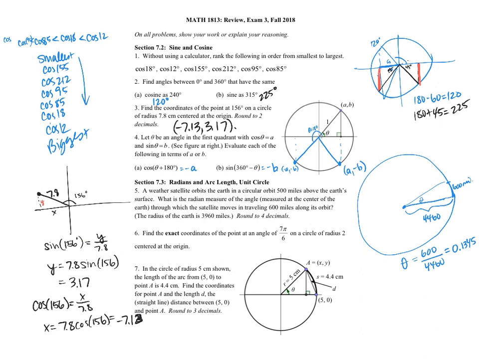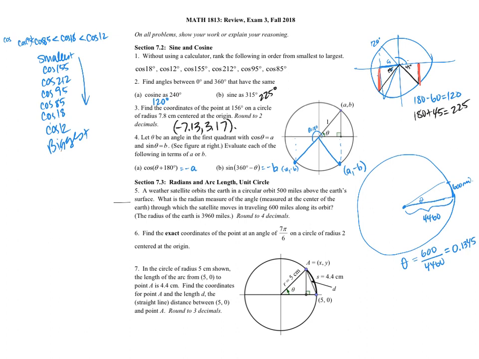The next one says find the exact coordinates of the point of an angle 7 pi over 6 on a circle of radius 2. Okay, so you can think about the angle 7 pi over 6. So let's see, 6 pi over 6 would be 180. 7 pi over 6 is one more. And if I think about that on the unit circle, I'll pretend that's a unit circle. It's square root of 3 over 2 and negative 1/2.